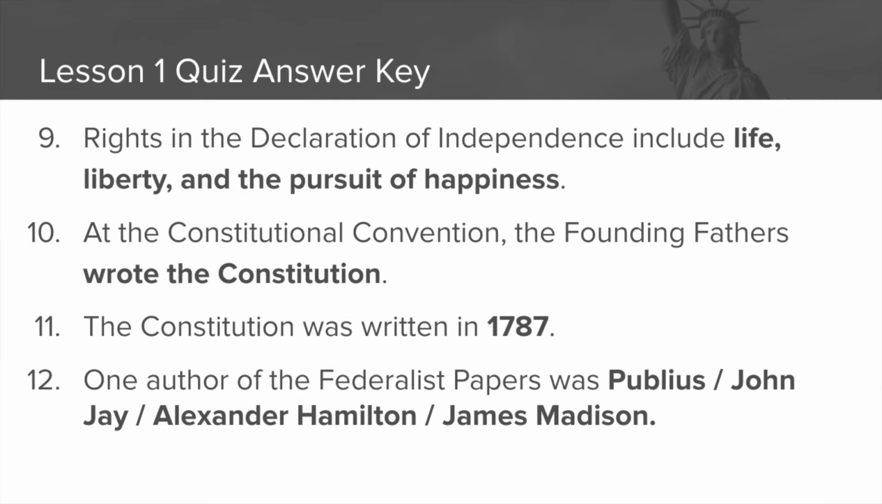At the Constitutional Convention, the Founding Fathers wrote the Constitution. And for 11, the Constitution was written in 1787. One author of the Federalist Papers was Publius, John Jay, Alexander Hamilton, or James Madison. Any of those would work, and if you only get the last name, that will be an acceptable answer as well.